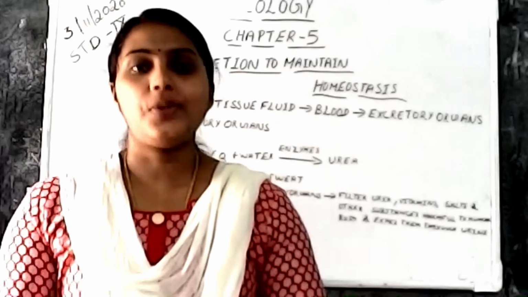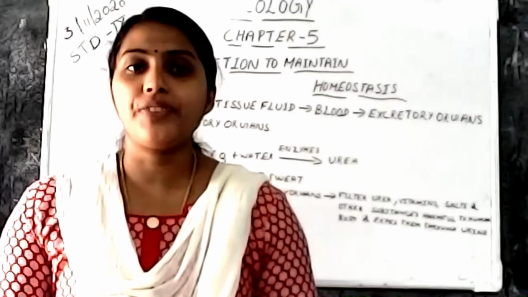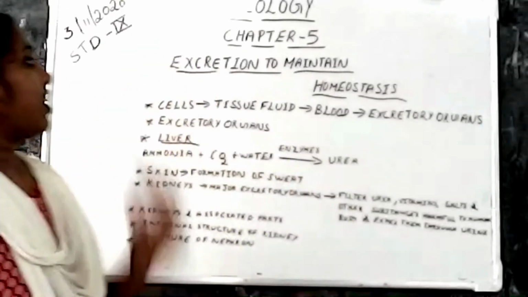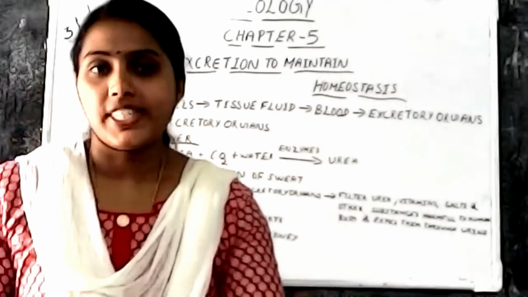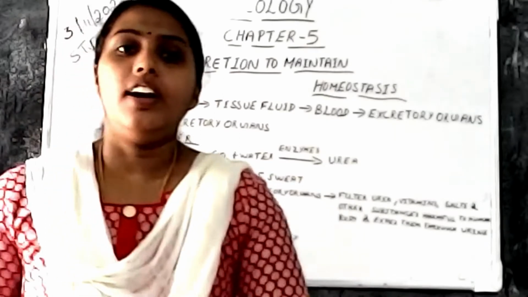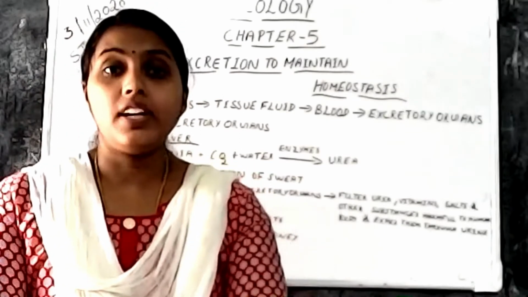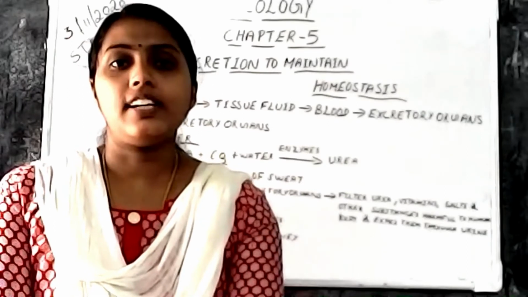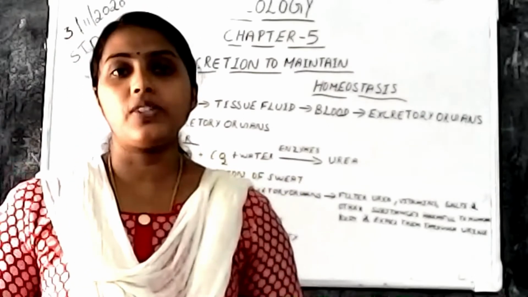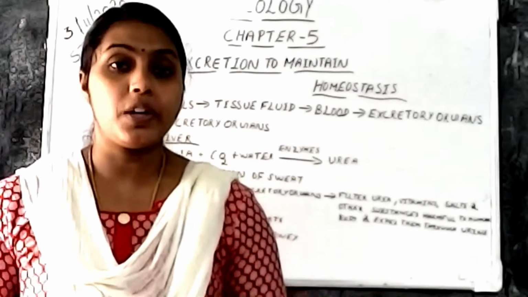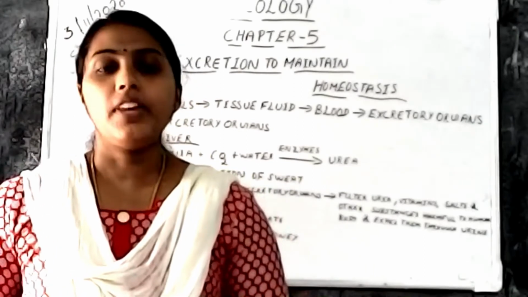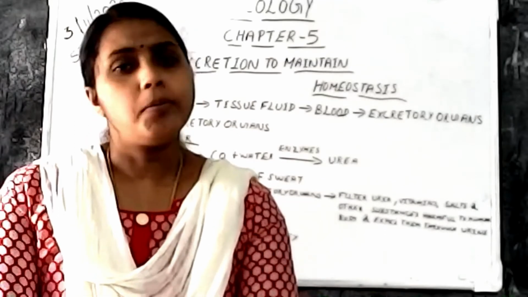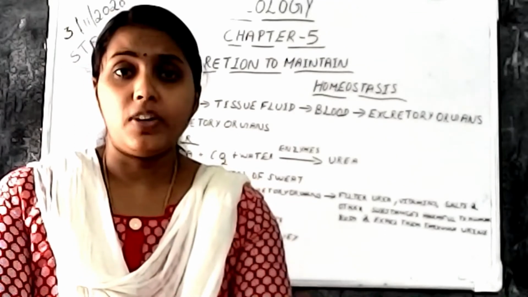Good morning. Today we are going to start our fifth chapter, and the chapter name is Excretion to Maintain Homeostasis. Okay, so homeostasis, maybe you have heard in the last chapter, that to maintain homeostasis, carbon dioxide should be removed from our body. So, why should carbon dioxide be removed from our body to maintain homeostasis? Have you thought about that?